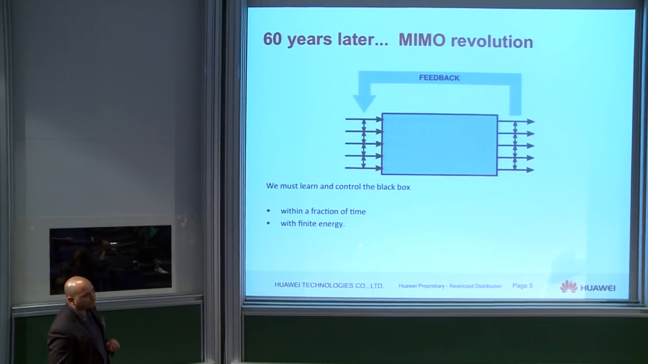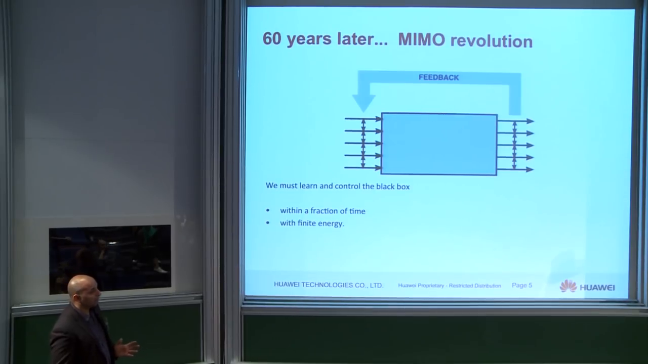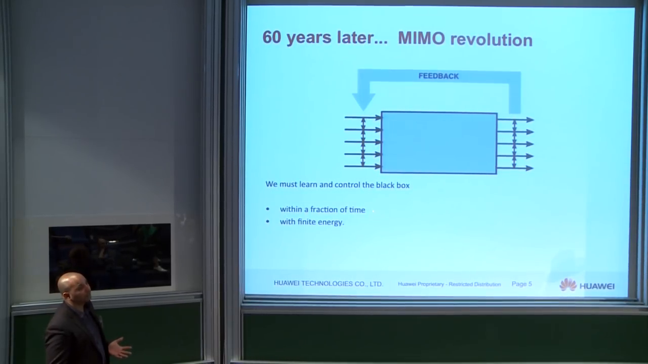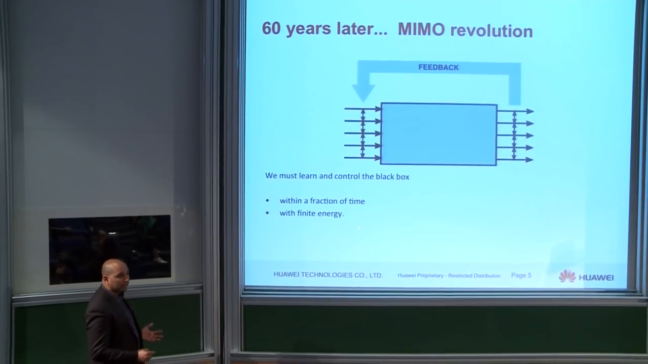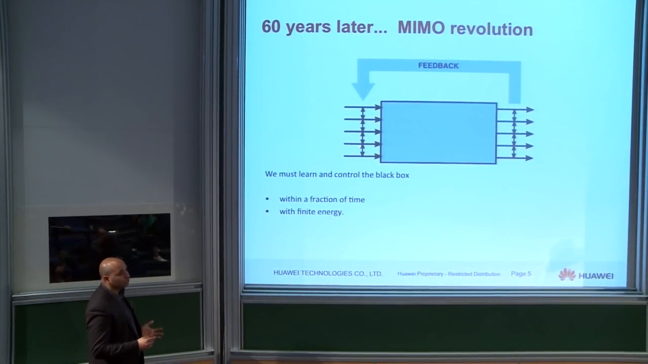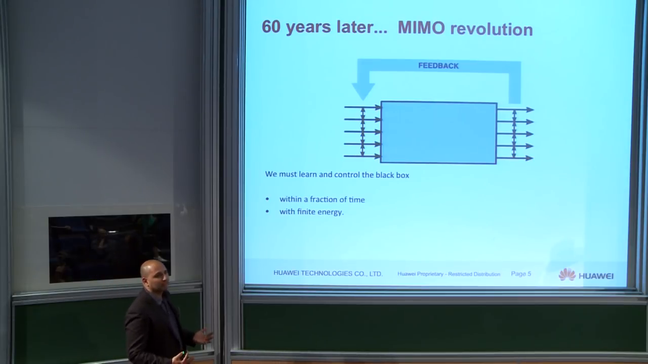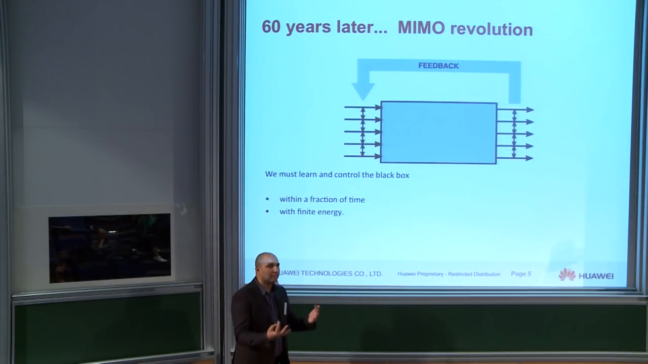Now, if you have a lot of entries here, be careful, and you have a limited amount of energy, then the strategy is bad. There's also an optimal number of antennas that you should use. Why? If you have too many inputs, then basically you are sending peanuts of energy per input. So once I send my training sequences, I have a very bad estimate of my channel. So when I transmit my data, I make a lot of errors.